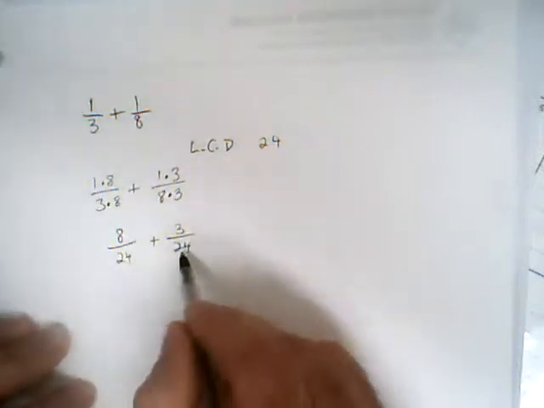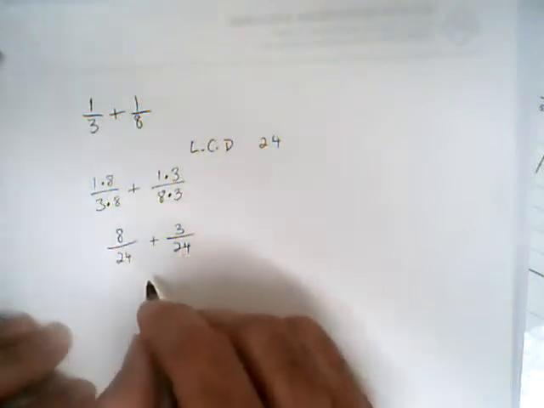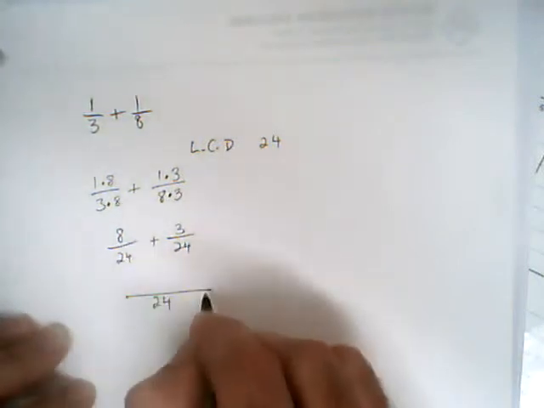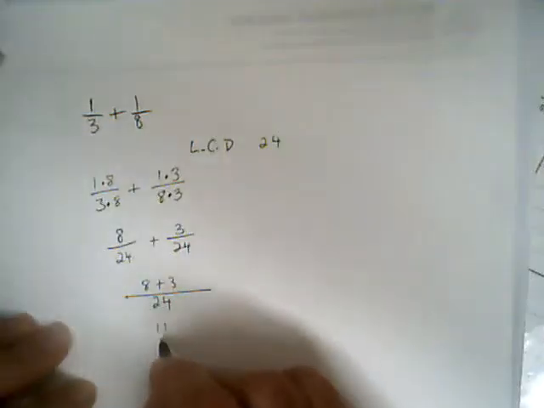Now they have the same denominators, and we can add them the way we add fractions with the same denominators, which is keep the denominator and add the numerators. So we end up with 11 over 24.